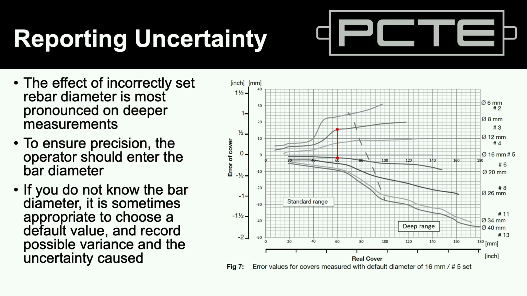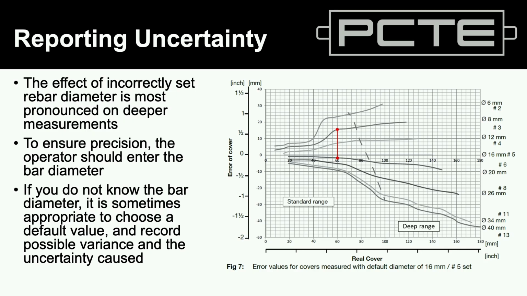Now, what's the big question people ask when I tell them they've got to enter the bar diameter? How do we know the bar diameter? That's exactly right. And the answer is, well, ideally you've got records so you check. And if you can, you're going to get the best performance. But sometimes it can't be done. Sometimes we need to rely upon other ways of working.